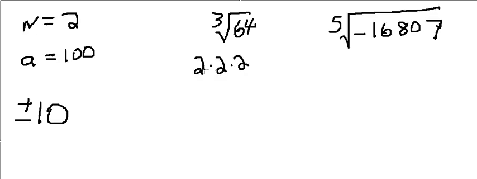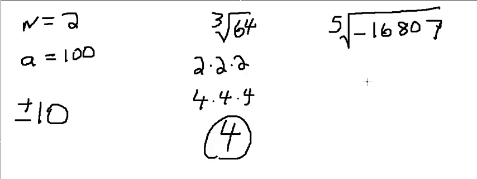3 times 3 times 3. 3 times 3 is 9, and 9 times 3 is 27. That didn't work either. It's going to be 4. 4 times 4 times 4. 4 times 4 is 16, and 16 times 4 is 64. So my answer to that one would be just 4.